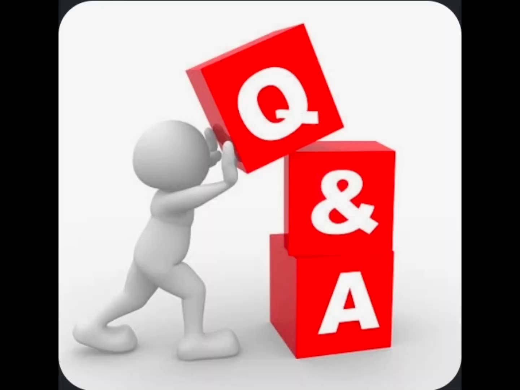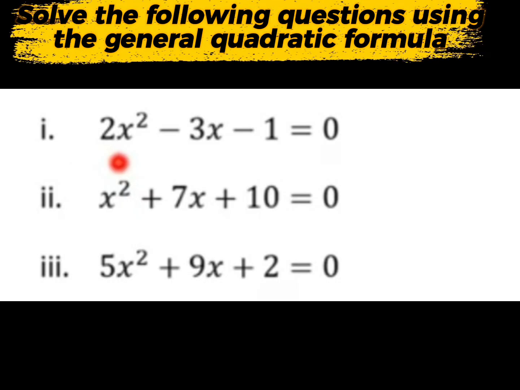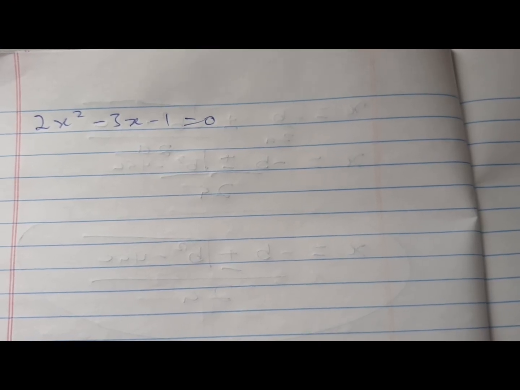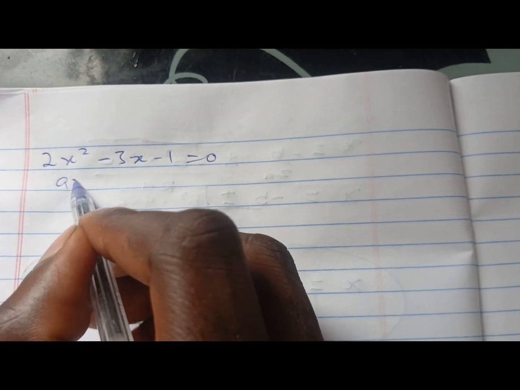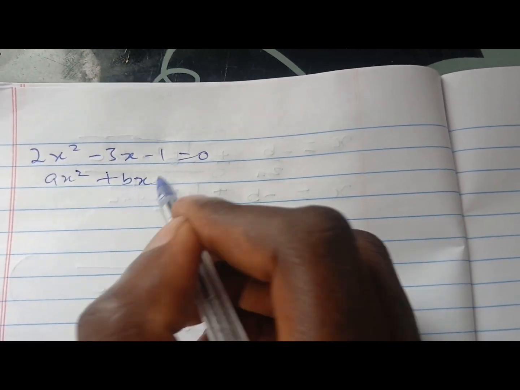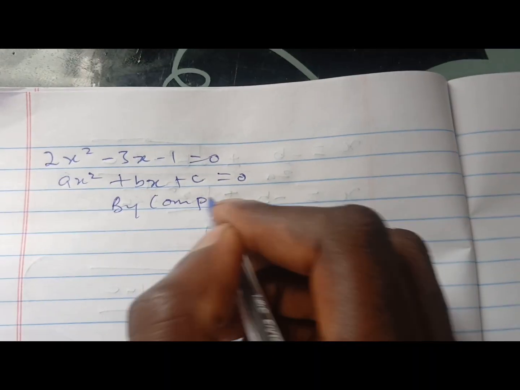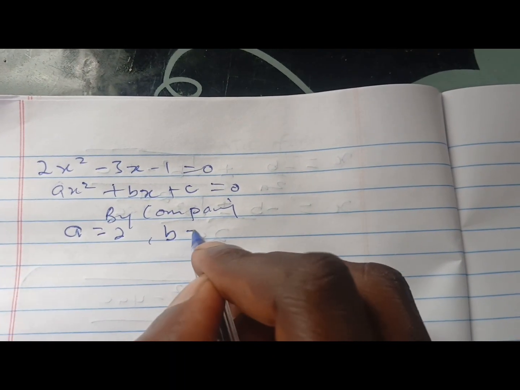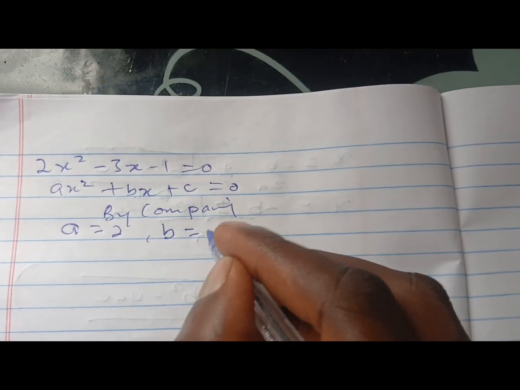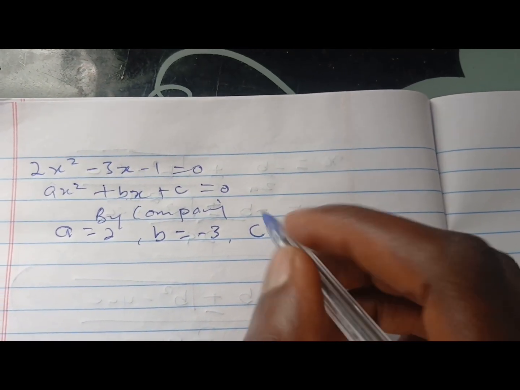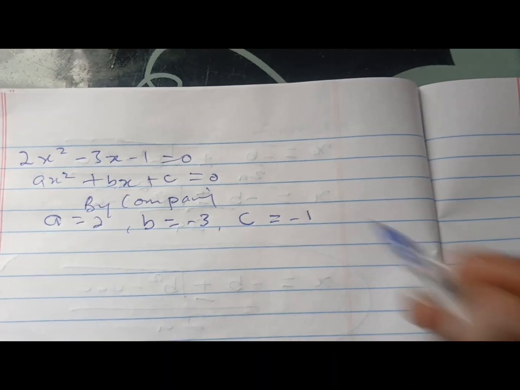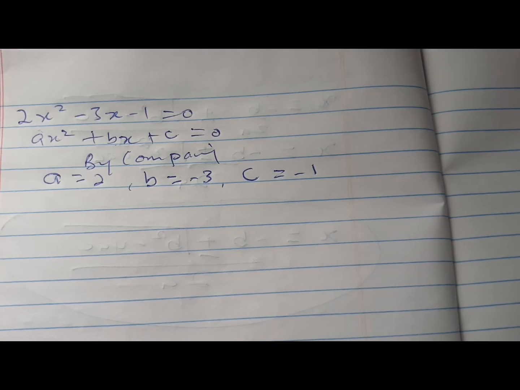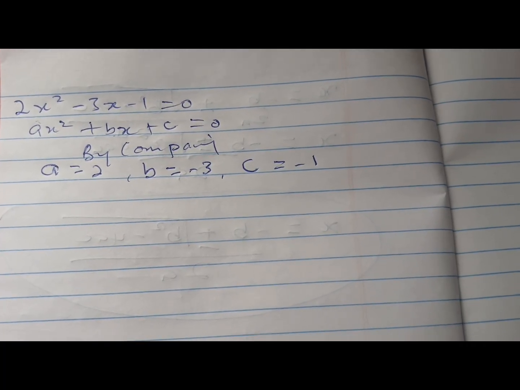It's question time! Solve the following questions using the general quadratic formula. What we do is that we compare it with the general quadratic equation, that is ax squared plus bx plus c is equal to 0. By comparing, our a is 2, then our b in this case is minus 3, then our c is minus 1. Then after comparing, we just state the general quadratic formula, or the almighty formula.